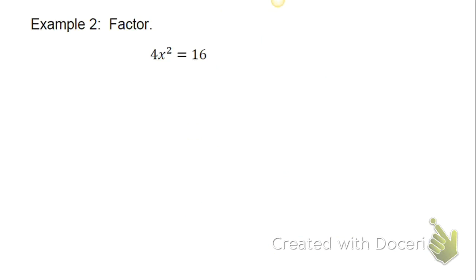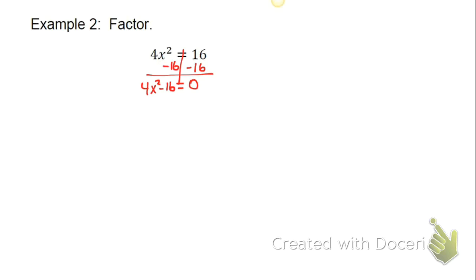Take a look at example number 2. We need to factor 4x squared equals 16. Step number 1, we need to make sure that this is in standard form. It's not in standard form, so let's subtract 16 on both sides, and we get 4x squared minus 16 equal 0. All right, let's go ahead and see if we can factor anything out.